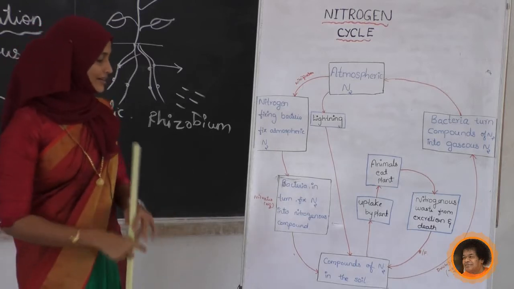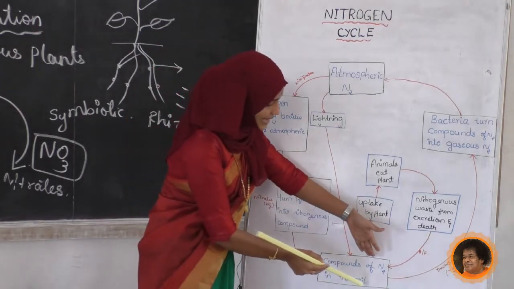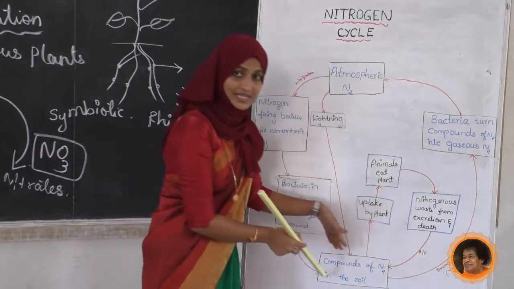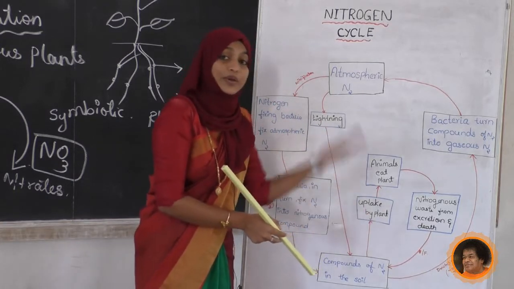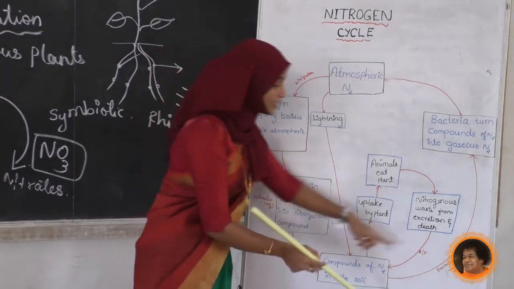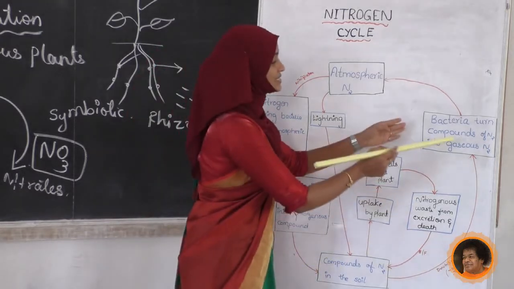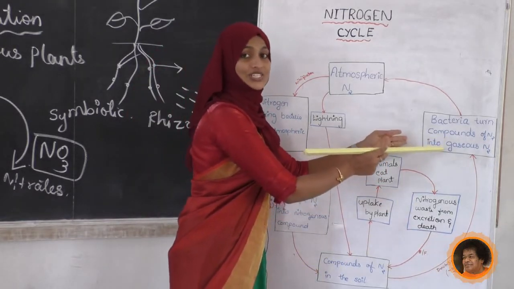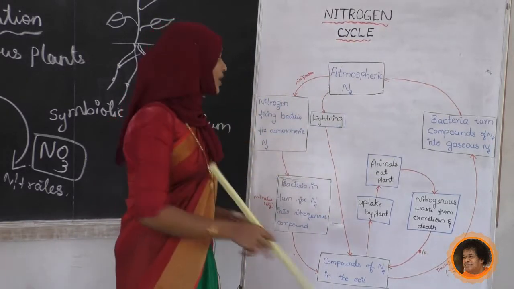Next, what happened? After that, this nitrogen is with oxygen, and that oxygen may be removed because of some other bacteria or some other microbes. That process is called denitrification, and once again it is converted to gaseous nitrogen and finally it reaches the atmosphere. This is one way.